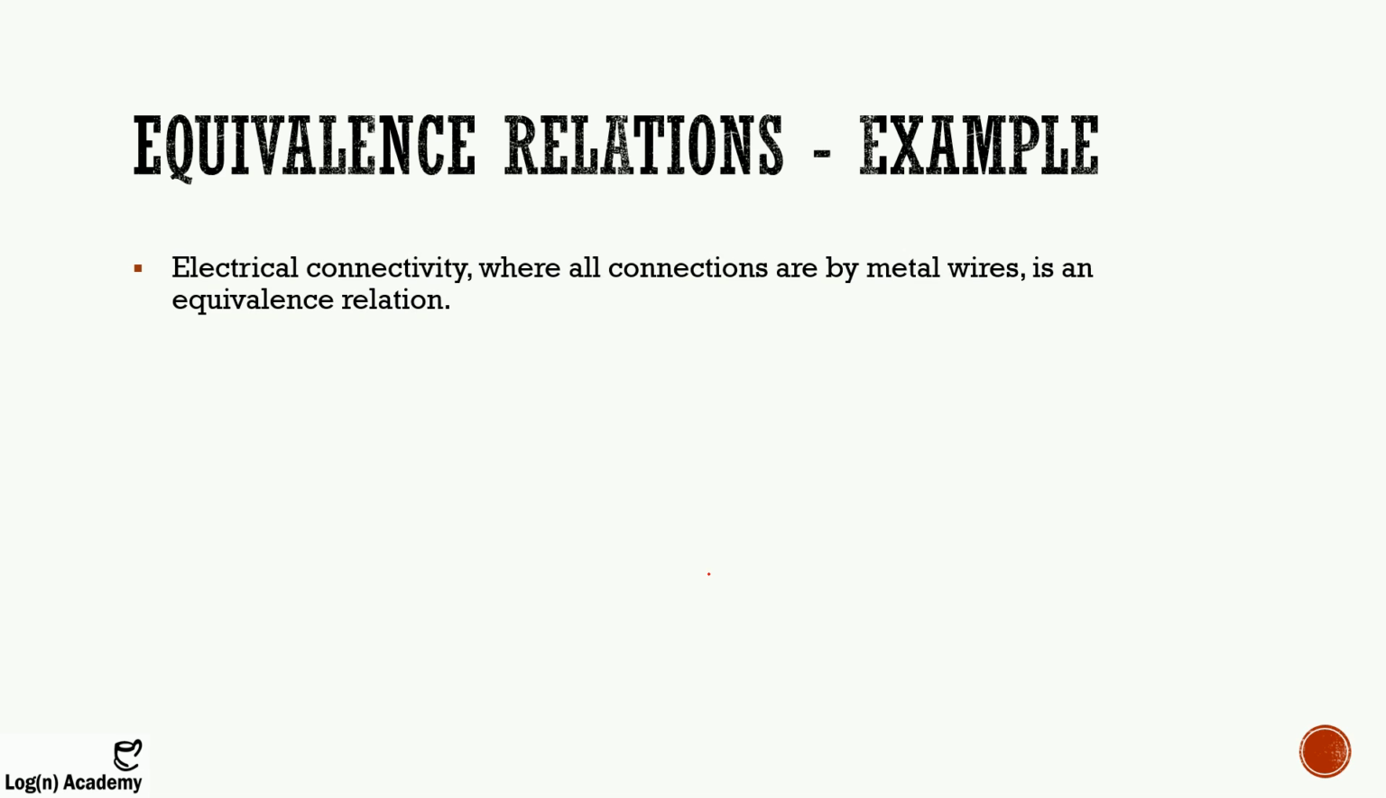Okay, let's take another example. Electrical connectivity, where all connections are by metal wires, is an equivalence relation. When we have connections using electrical wires, that can be considered an equivalence relation. Why? Because those wires satisfy all three conditions. For example, let's say I have these three wires.